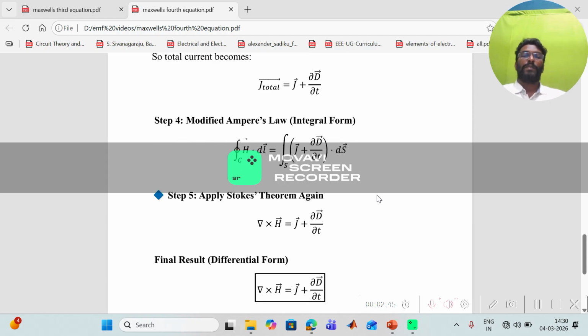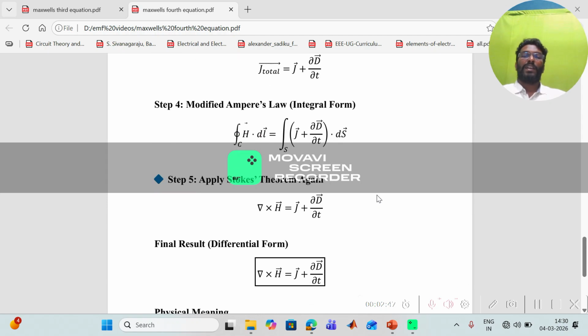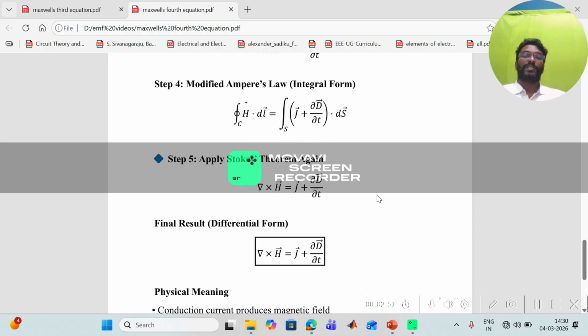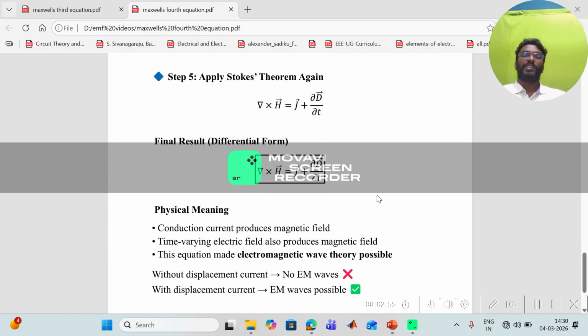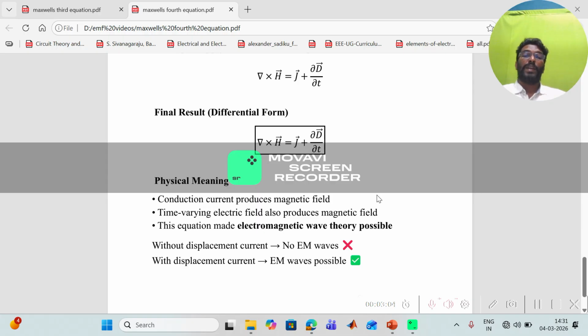And if we apply Stokes theorem again, LHS becomes del cross H is equal to J plus dou D by dou t. And finally, in differential form, we can say del cross H is equal to J plus dou D by dou t, which means that conduction current produces magnetic field, and time varying electric field also produces magnetic field, and this equation made electromagnetic wave theory possible. So we can say without displacement current there are no electromagnetic waves, with displacement current only electromagnetic waves are possible.